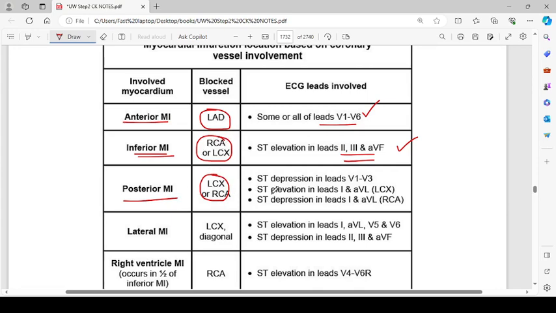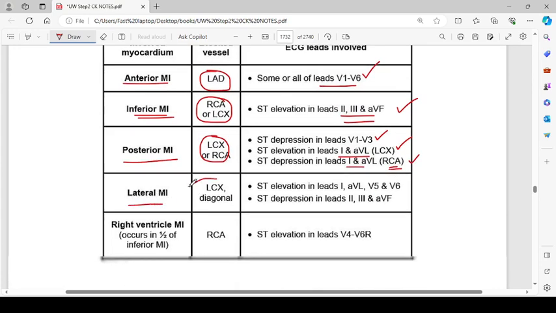So in posterior MI there is ST depression in V1 to V3, ST elevation in lead 1 and AVL if the problem is in the left circumflex artery, and ST depression in lead 1 and AVL if the problem is in the right coronary artery. Lateral MI, left circumflex artery and diagonal artery, ST elevation in lead 1, AVL, V5 and V6, and ST depression in lead 2, 3 and AVF.